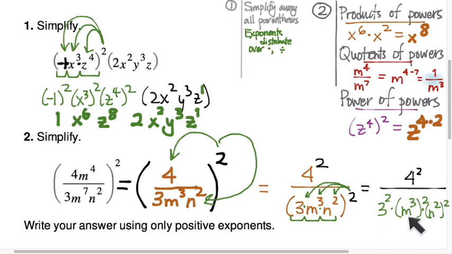Let's go down to the example in problem number 2 to keep rolling with using this powers of powers strategy. So I've got here m to the third raised to the second. So how many m's do I have in that denominator?